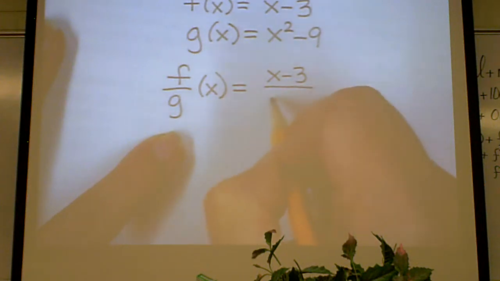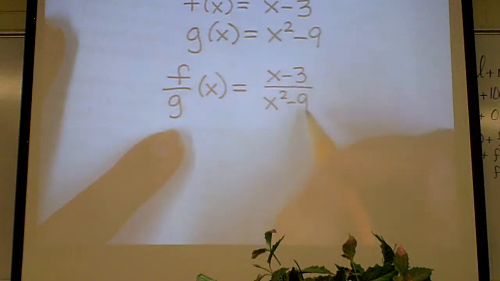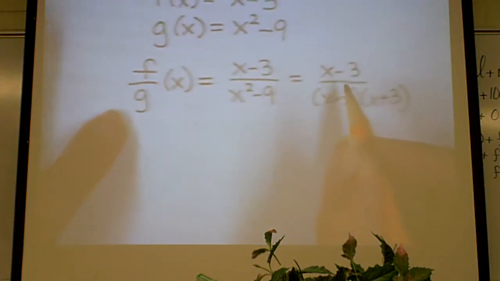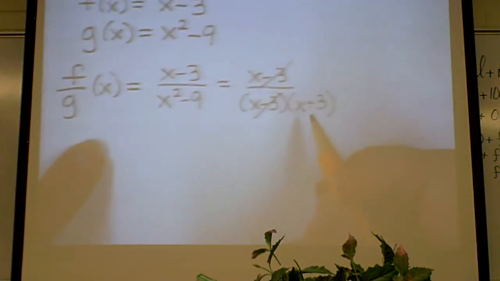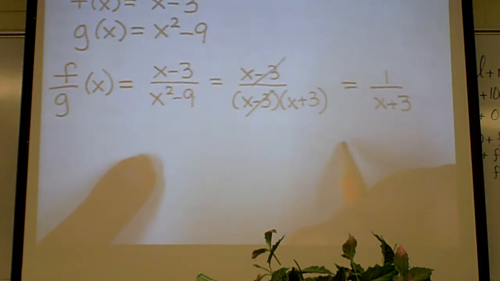So what did we do? First of all, f over g would be x minus 3 over x squared minus 9. Then you're going to know to factor this. Very simple to factor that. Then you're going to simplify, and your final answer is 1 over x plus 3. Some people would forget the 1 in the numerator.